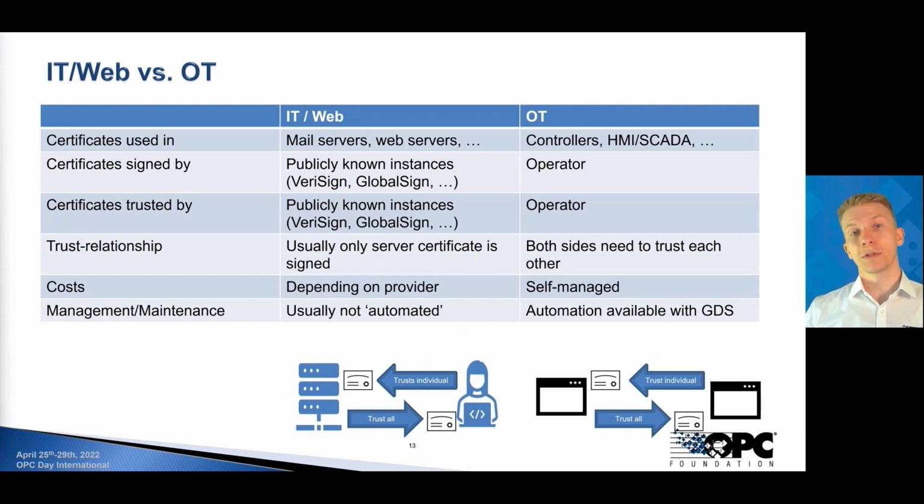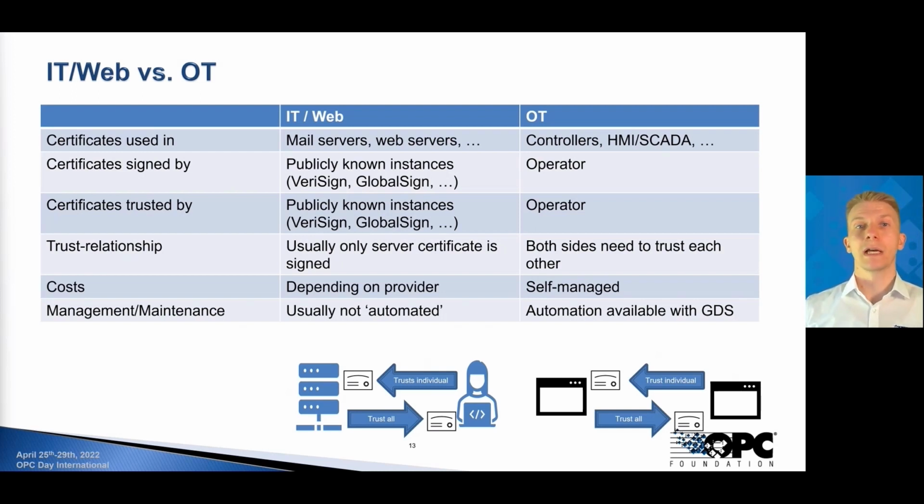Now I want to finish off with a short summary on an example that we all know from our daily lives, which is comparing the certificate strategies between the IT and us in the OT. I think all of us are used to using mail servers as well as web servers. Now, what is the big difference here? The difference is that you have a global trust list. So basically you have certain authorities which are known to be trusted because they validate the receiver of a certificate before they issue it, for example VeriSign, GlobalSign, and others.